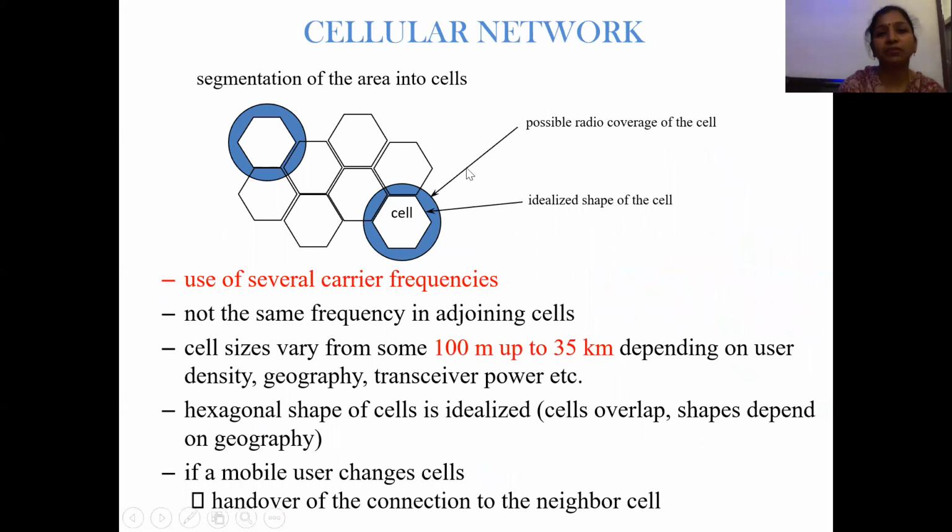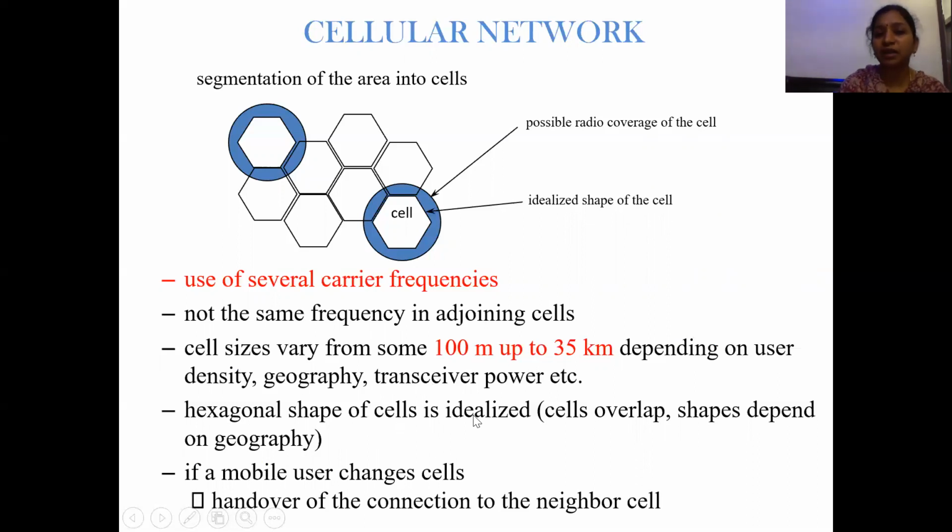Okay, cellular networks. So segmentation of area into cells. We are segmenting into different cells. This is the ideal shape of the cell. So we are using several carrier frequencies, not the same frequency in joining cells. We are maintaining a certain distance of capital D, and the cell size varies. Cell size means here the coverage area, the geographic location. It may be from 100 meters to 35 kilometers. So depending upon user density, geography and transceiver power, the cell size will vary.